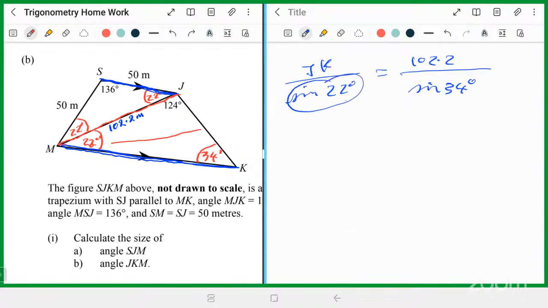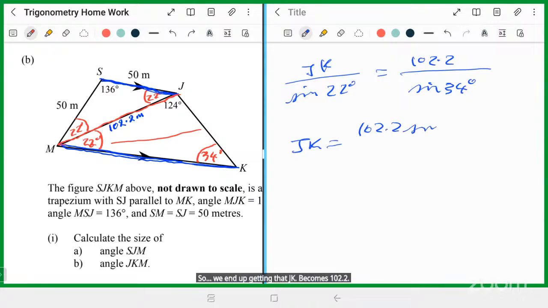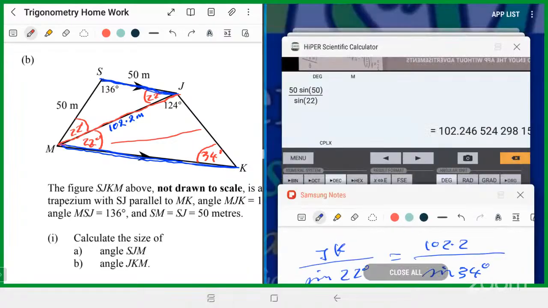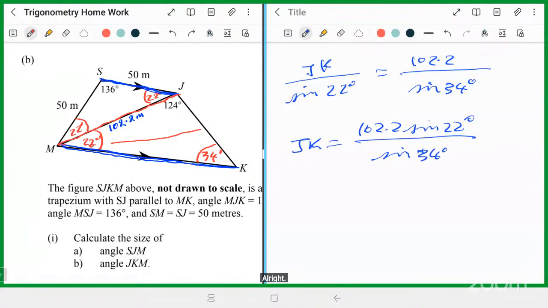Get the sine of 22 and multiply it up here. I'm going to put it behind the numbers. So we end up getting that JK becomes 102.2 times the sine of 22 degrees divided by the sine of 34 degrees. Alright, so it's 102.2 sine of 22 over sine 34.